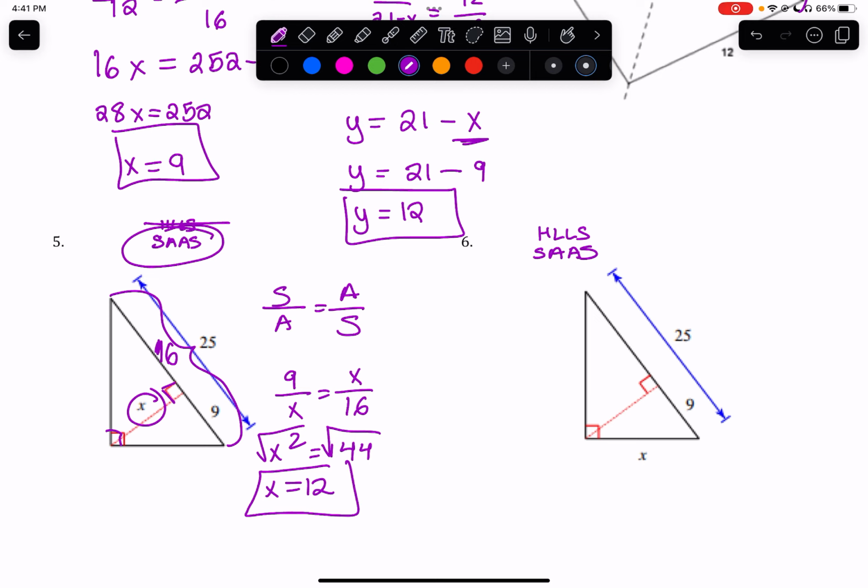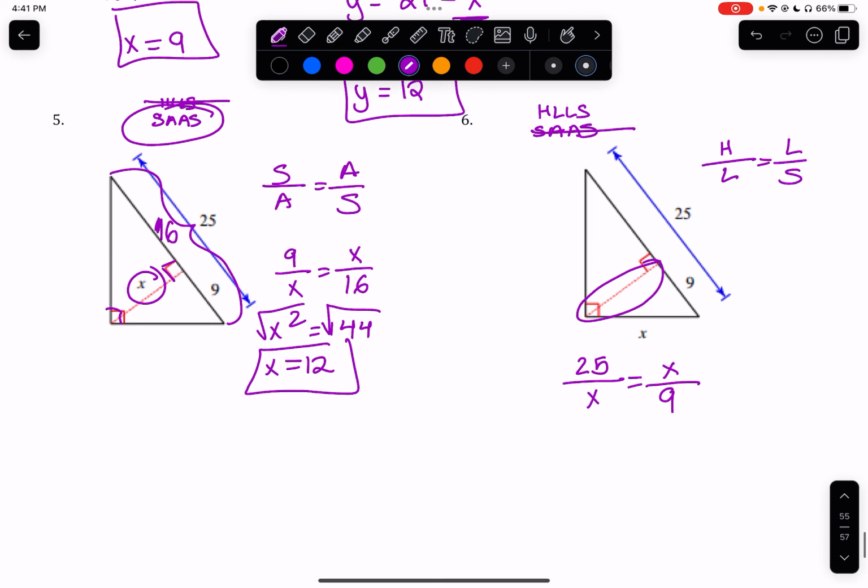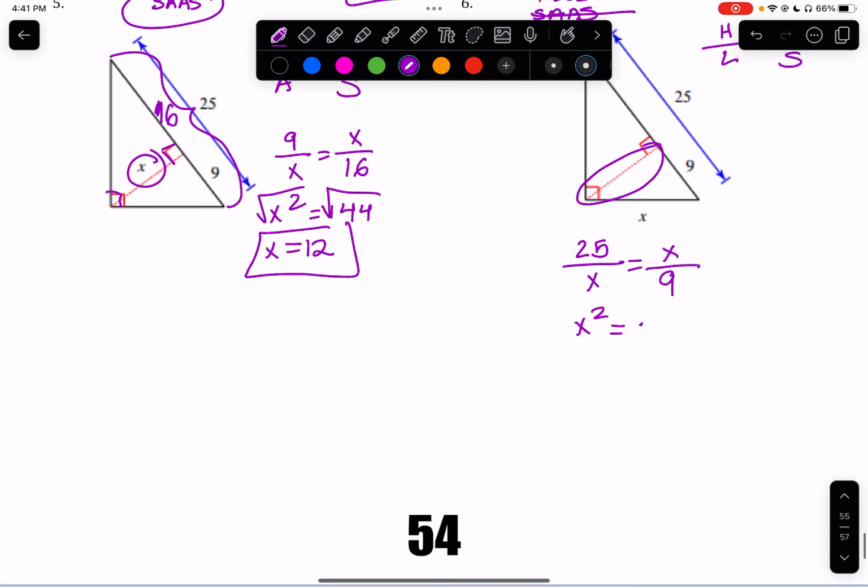Now looking at this one, there's no information given to me about the altitude, so I'm going to use hypotenuse over leg equals leg over side. So the hypotenuse of the entire triangle is 25. Its leg is x over 9, x squared, 25 times 9 is 225. Take the square root to get that x is equal to 15.